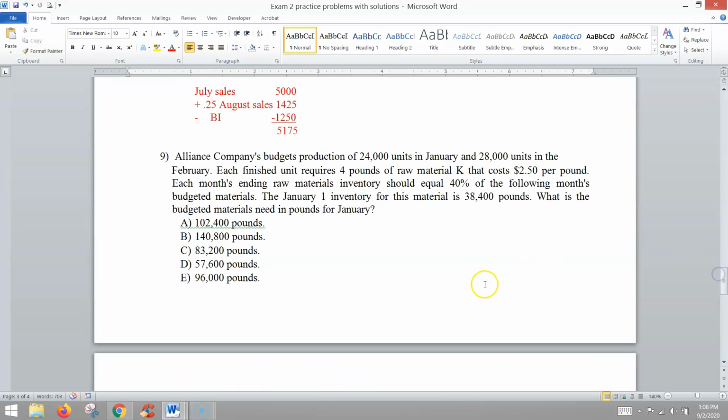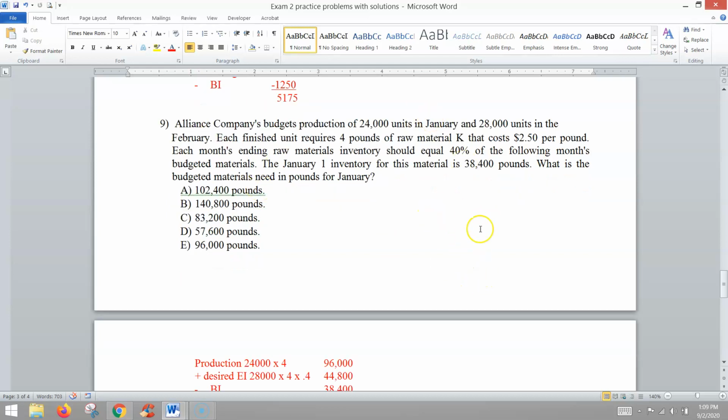In the last problem, Alliance Company budgets production of 24,000 units in January and 28,000 units in February. Each finished unit requires 4 pounds of raw material K that costs $2.50 per pound. Each month's ending raw materials inventory should equal 40% of the following month's budgeted materials. The January 1st inventory for this material is 38,400 pounds. What is the budgeted materials need in pounds for January?